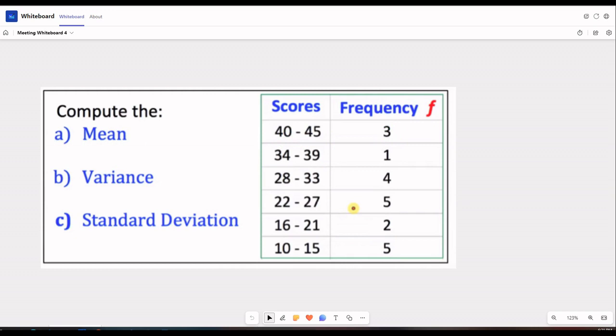Okay, so remember, the very first best step for you guys would be to calculate the midpoint. The midpoint is calculated by adding the lower boundary plus the upper boundary, dividing it by 2. So for this specific class, the midpoint would be 40 plus 45, which is 85, divided by 2, which is 42.5. So this is how you can calculate your class midpoints.